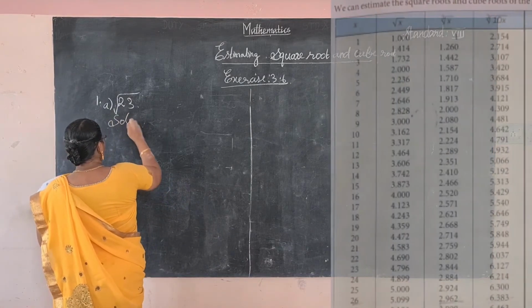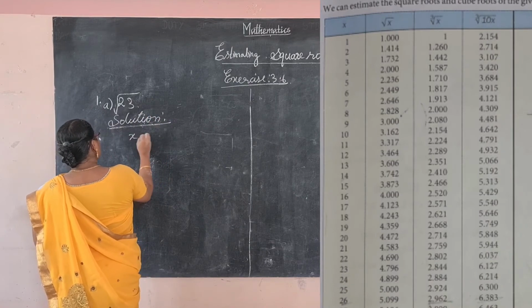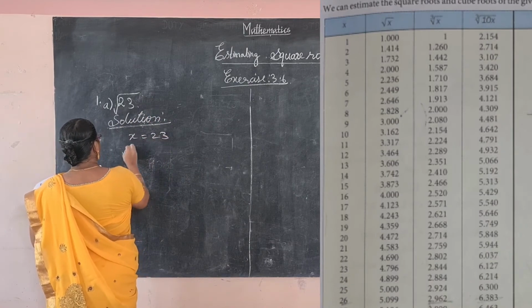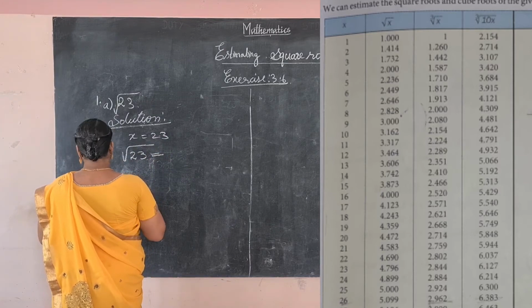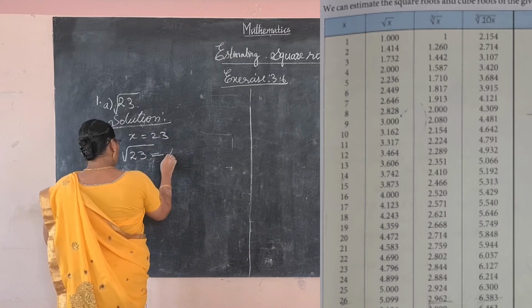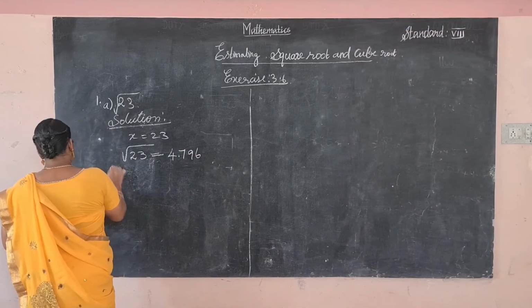Solution. x equal to 23. Therefore, the square root of 23 is equal to 4.796. That's it. Okay, and next, B problem.